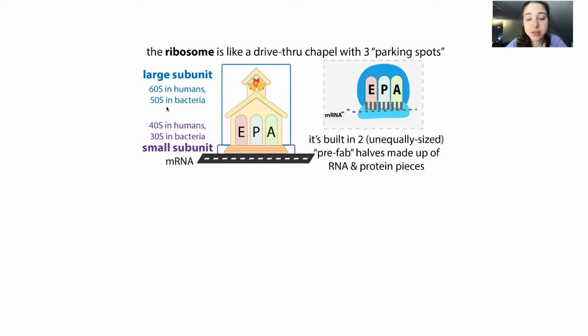And so the units are kind of weird because of this Svedberg thing. It's not directly proportional, so you can't say this one is this many times bigger or whatever. But it gives you an idea of the relative sizes. And so you can think of the small subunit and large subunit as being like 2 unequally sized prefab halves, and these are made up of RNA and protein pieces.